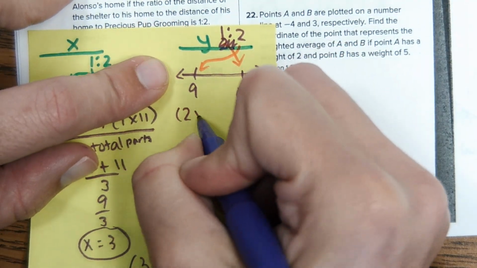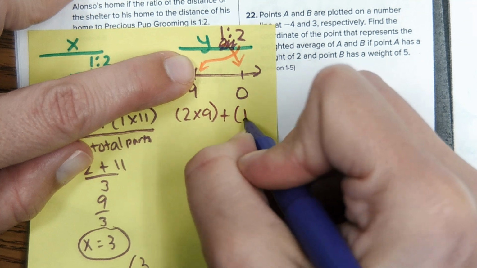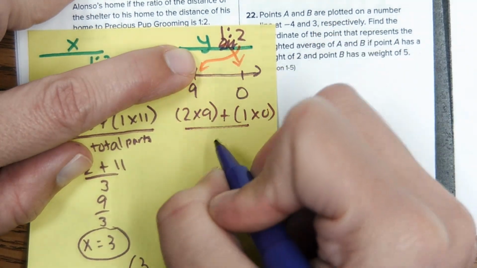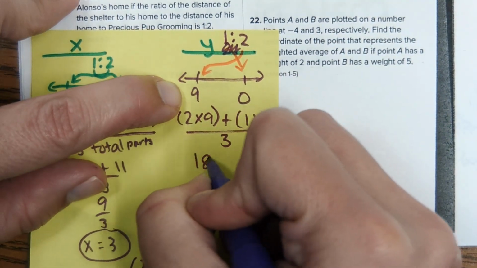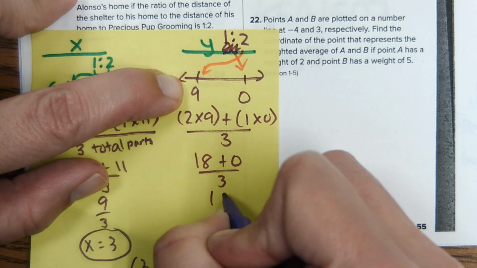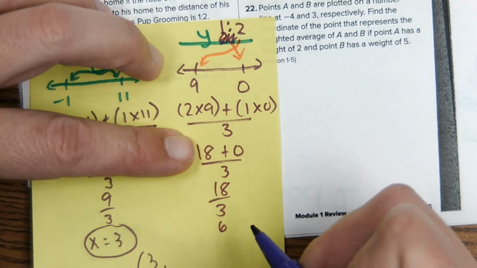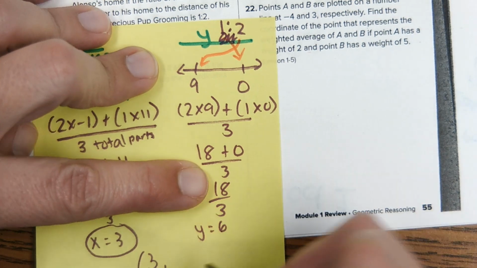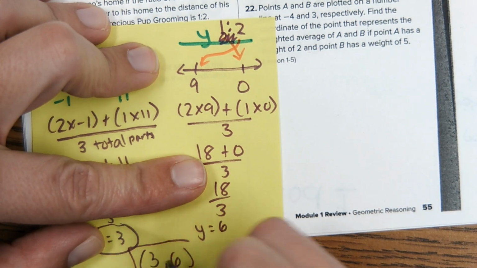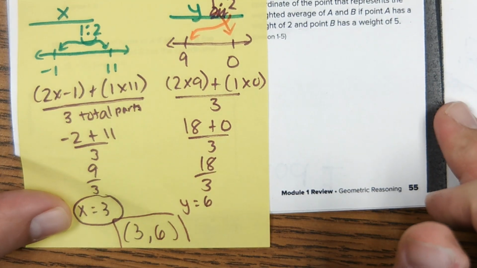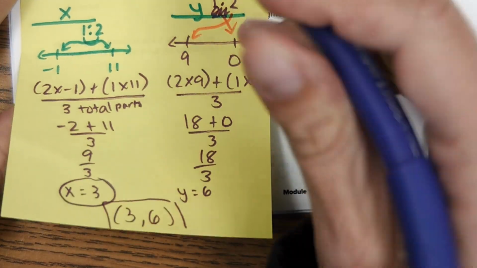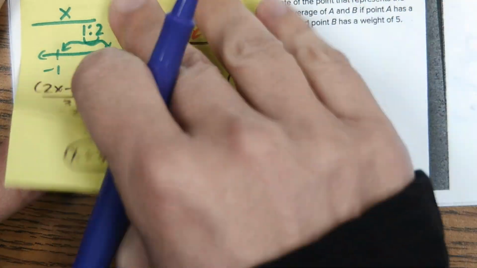and then crisscross it, and then I'll have 2 times 9 plus 1 times 0 over the total parts, which is 3. 18 plus 0 over 3. 18 divided by 3 is 6. So y equals 6. So in our coordinate, this is what we got. 3, 6. So the location of the home is at 3, 6.